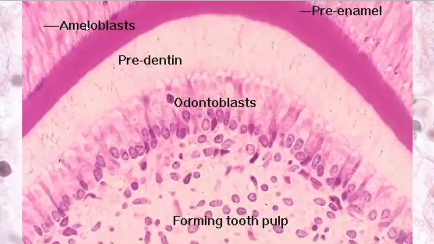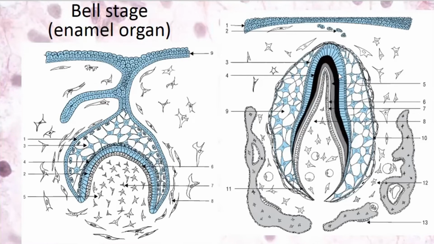Here we can see enameloblasts, and they produce pre-enamel, non-mineralized or less mineralized enamel, and later the organic matrix is mineralized, and different fluorine compounds and hydroxyapatites are attached to the organic substances. Here we can see odontoblasts, which produce predentine, and also we have the forming tooth pulp, which is located deeper, and the bodies of odontoblasts are located in the pulp of the tooth. Here we can see histogenesis of enamel and dentine.